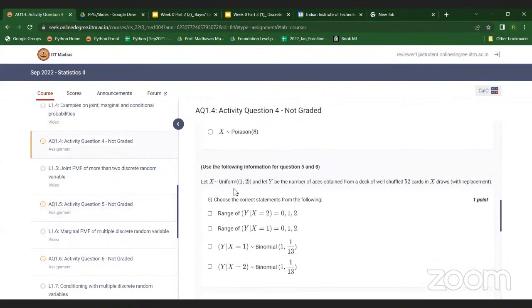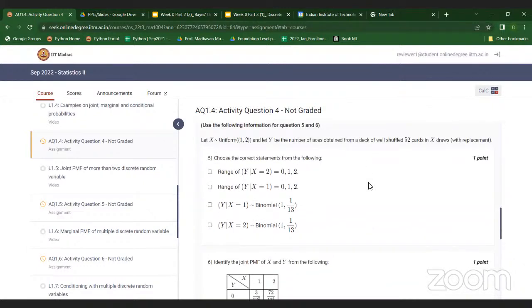Because they have mentioned it here, right? Generally, this is a joint distribution, and they mentioned that x follows a uniform distribution, and y follows the binomial one. So based on that, whenever we need to get this particular value of p of x equals 1, then we will use that we know x is a uniform distribution, so it's going to be half. Only then you will use it.